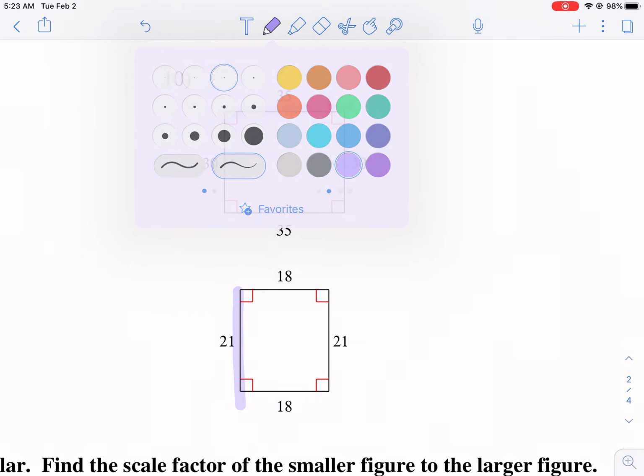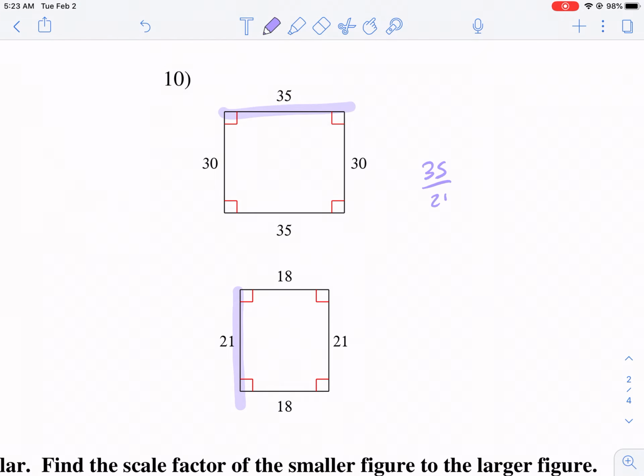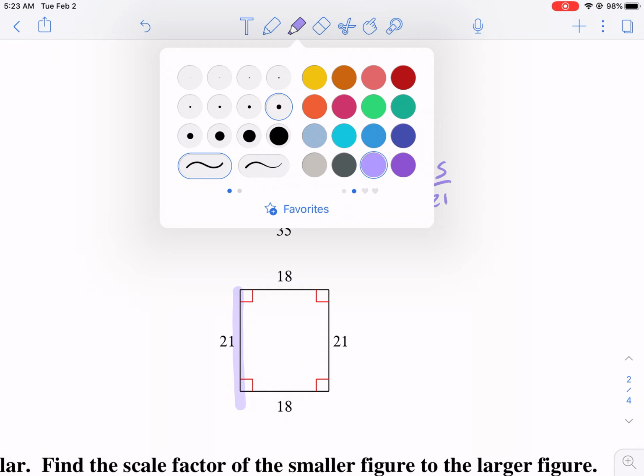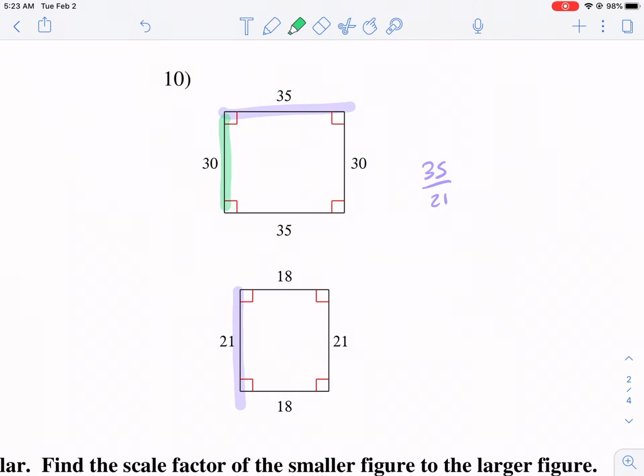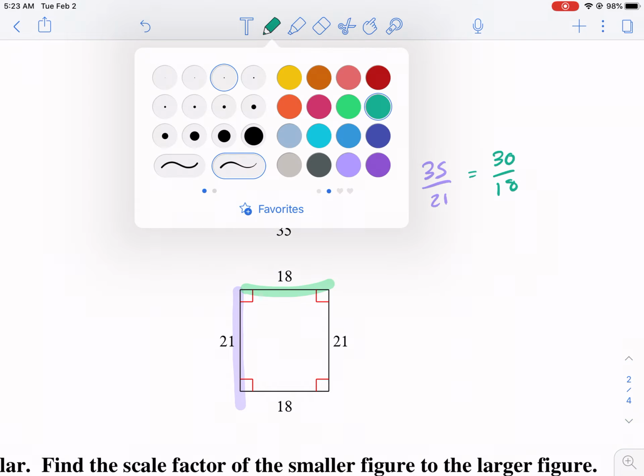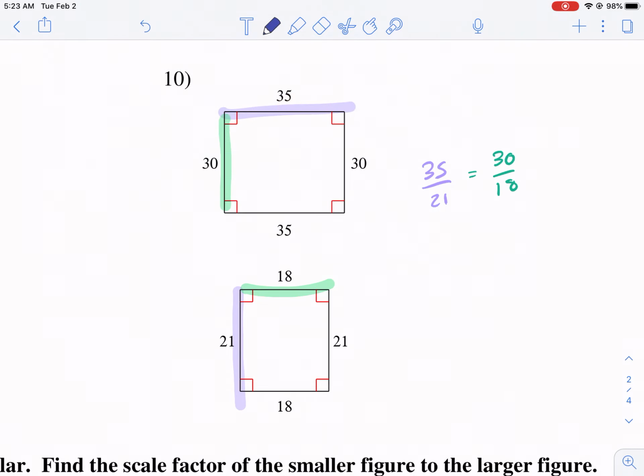So I'm going to do 35 over 21, and then I'm going to go to the small side. Okay, let's go green. That doesn't matter. And then I'm going to go 30 over 18. So 30 over 18. And then I'm going to reduce and see what I get. I'm going to reduce this one. I can divide the top and bottom by 7, and I get 5 over 3.